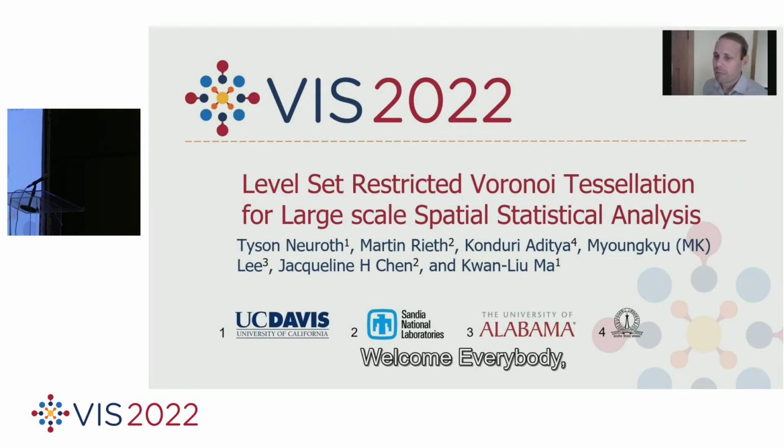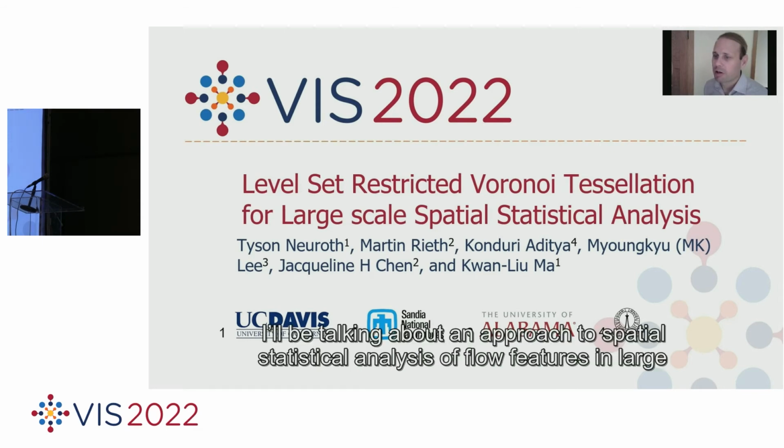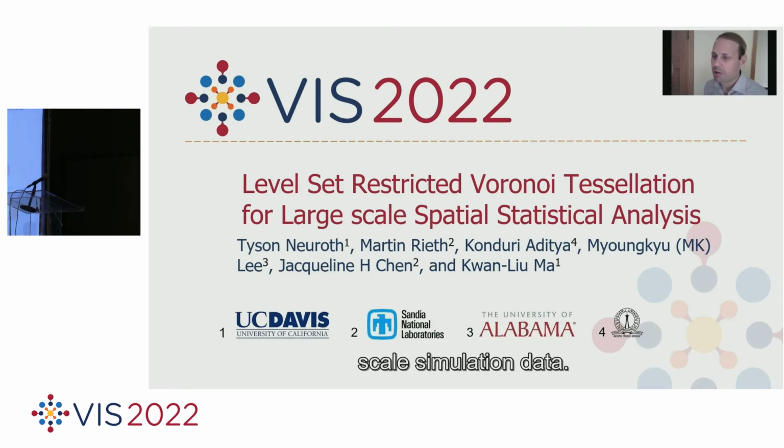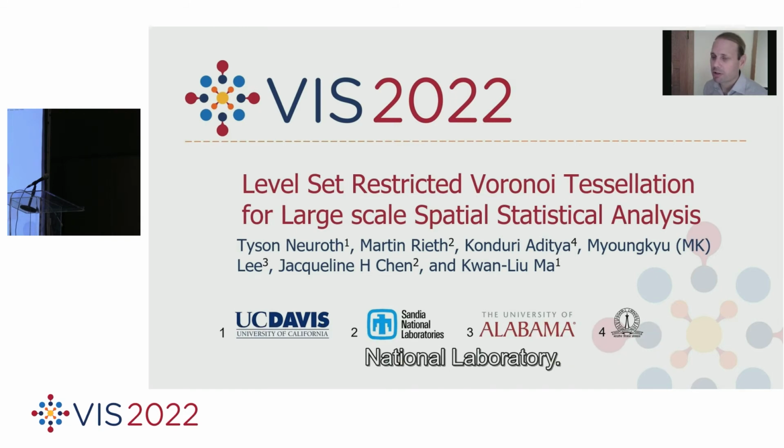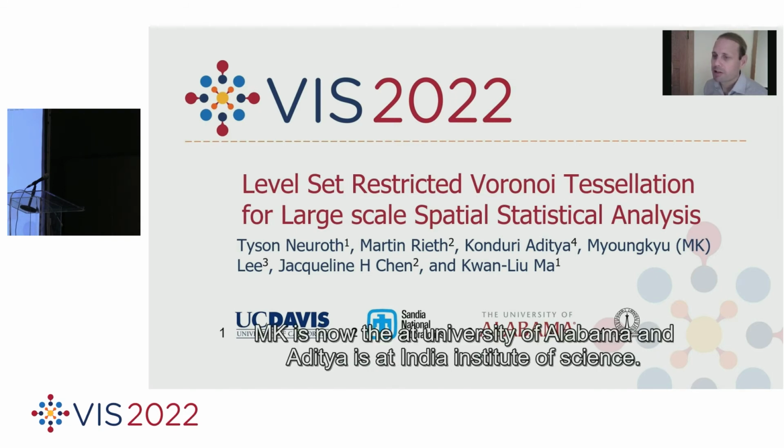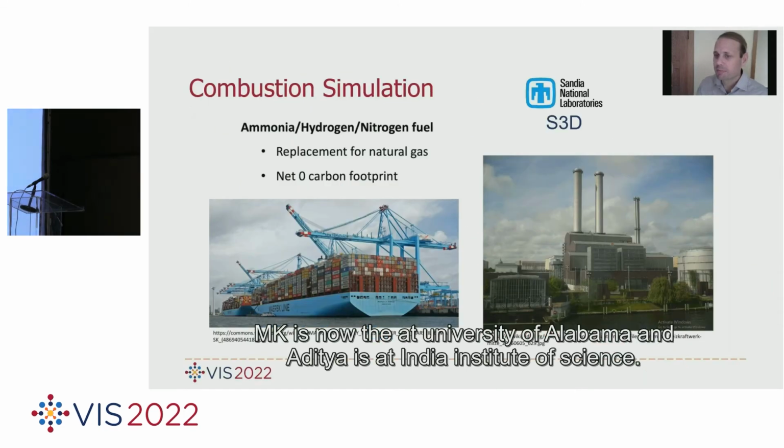Welcome everybody. My name's Tyson, and I'll be talking about an approach to spatial statistical analysis of flow features in large-scale simulation data. This work was a collaboration with Jacqueline Chen's Combustion Science Group at Sandia National Laboratory. MK is now at the University of Alabama, and Aditya is at the Indian Institute of Science.